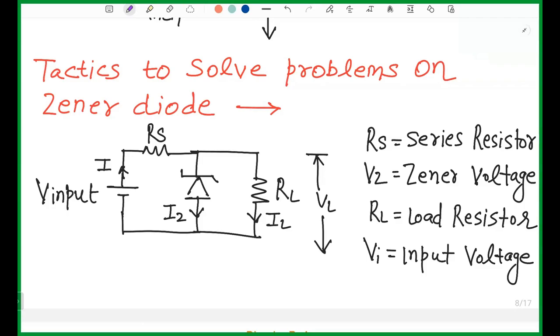Sorry, sir, just one minute before going on. What is the main difference between avalanche and Zener breakdown, sir? What is the main difference between these two?